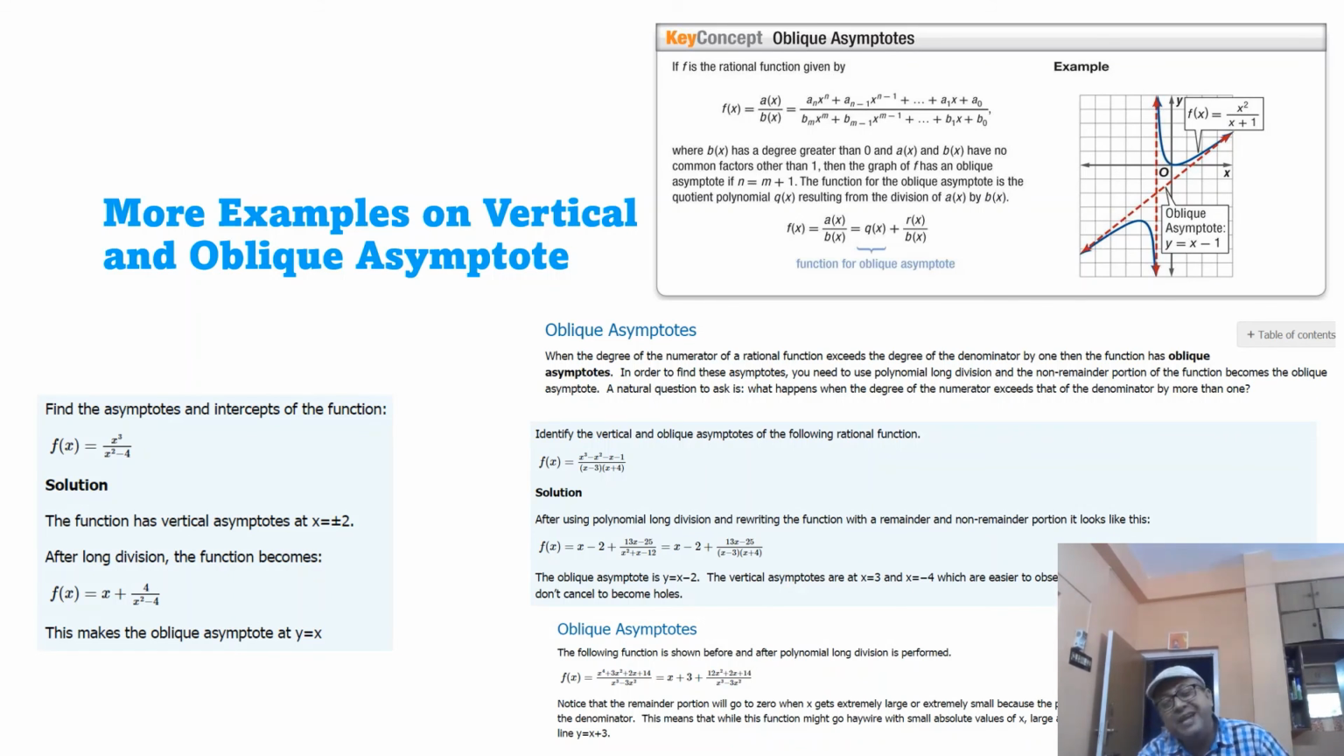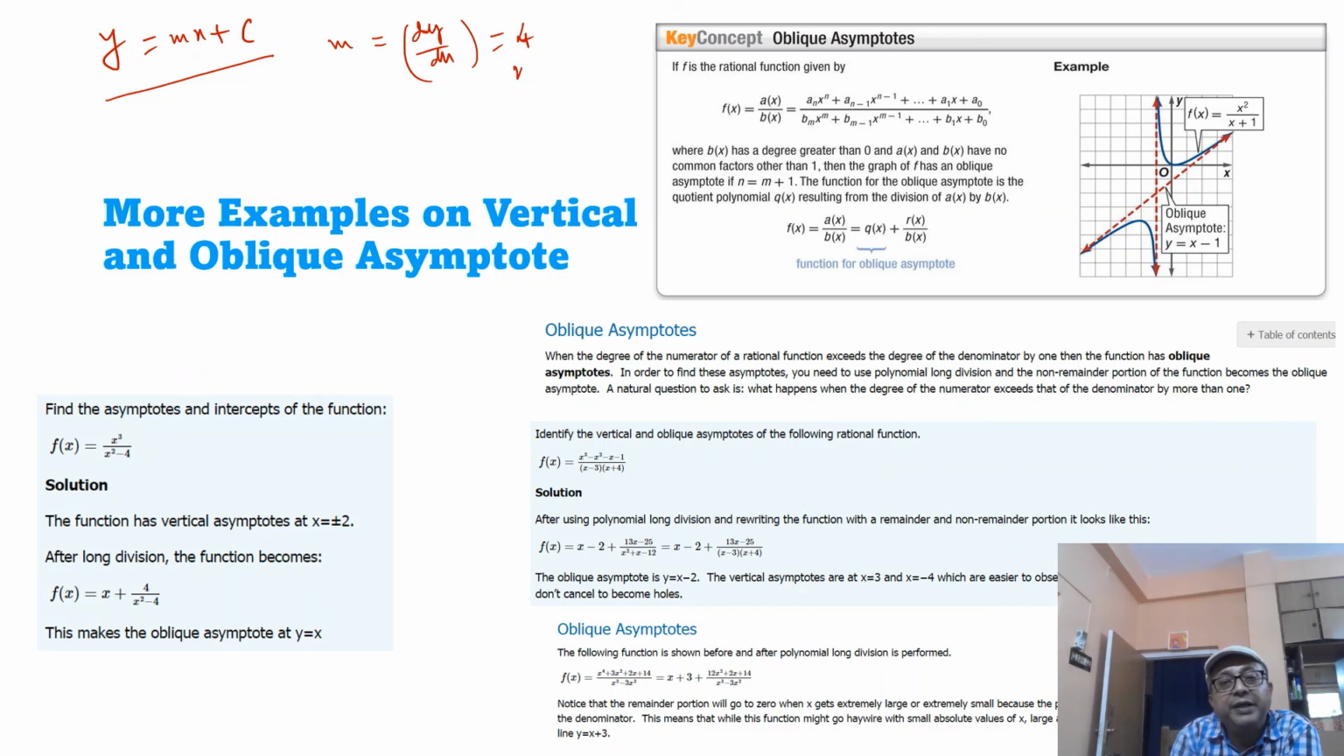And you know, if y equal to mx plus c is the equation of the oblique asymptote, then m can be obtained by finding the limit x tending to infinity of y by x. And c you get by using this form: limit x tending to infinity of y minus mx, by putting in this value of m. These two will give you the values of m and c.